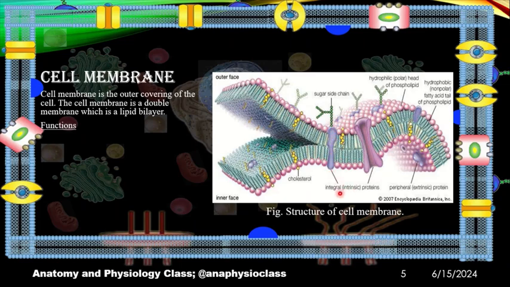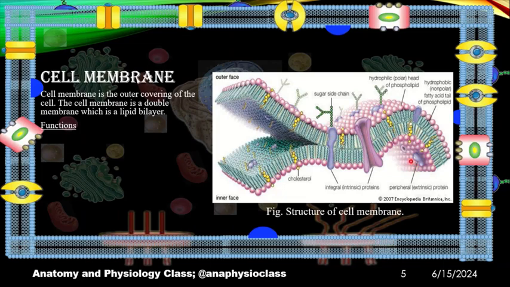Some of these integral proteins are channel proteins. Channel proteins are proteins that allow water-soluble substances to pass through them. For example, this one. And some of them are enzymes. Some of them are carrier proteins. Some of them are antigens, and some of them are receptors for some hormones.